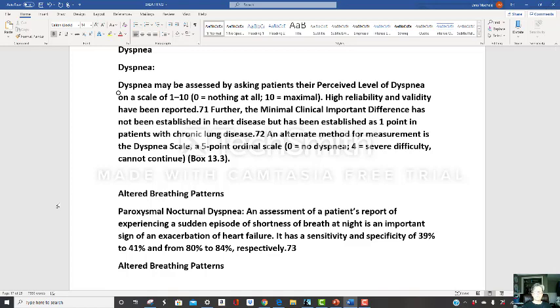An alternate method for measurement is the dyspnea scale, a 5-point ordinal scale. 0 equals no dyspnea. 4 equals severe difficulty, cannot continue.